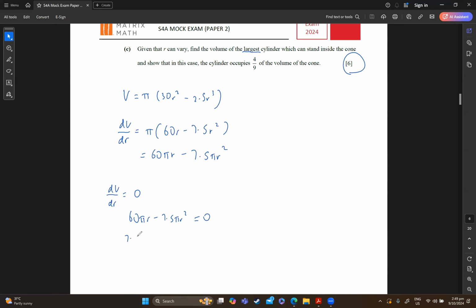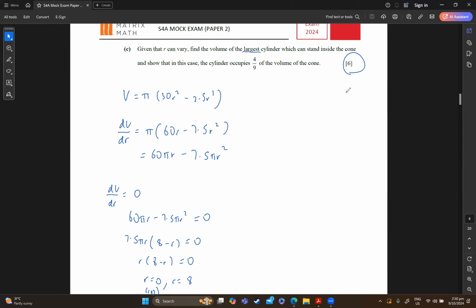So you can extract 7.5 pi r out. This is 8 minus r equals 0. You can remove the 7.5 pi because it's just a number, so it's just r times (8 minus r) equals 0. So r equals 0 or r equals 8. We reject r equals 0 and we accept r equals 8.